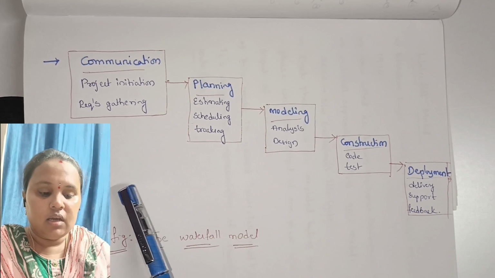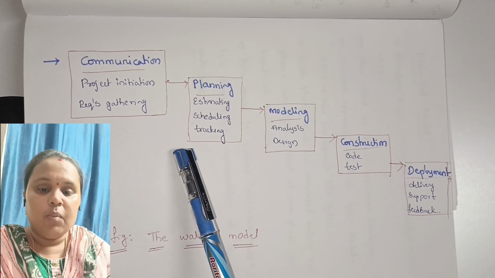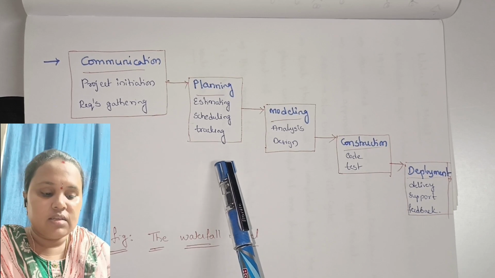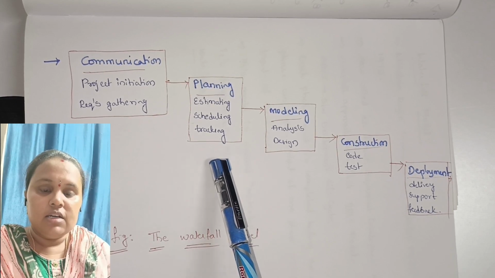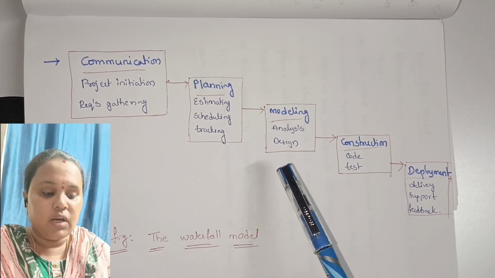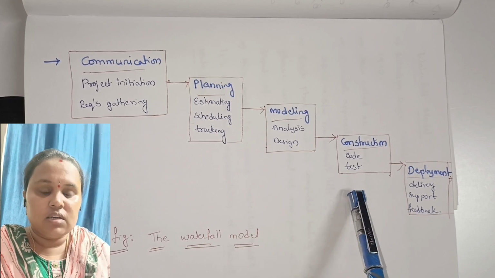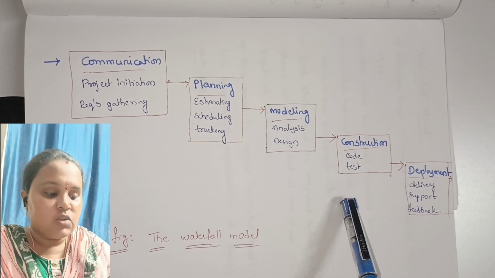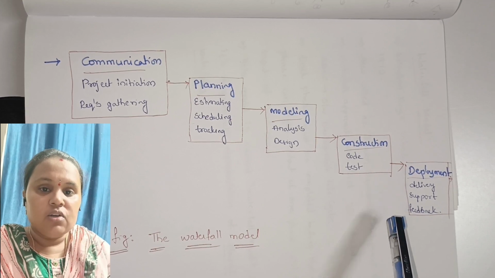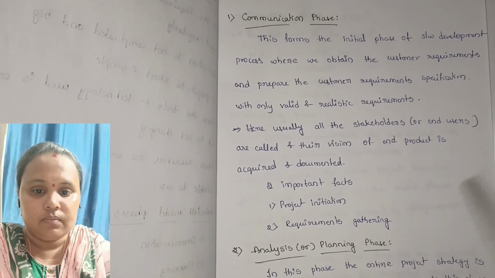Coming to the first phase, communication. In this communication phase, we are going to consider 2 important areas: project initiation and requirement gathering. Coming to the planning phase, we are going to consider 3 important areas: estimating, scheduling and tracking. Coming to the modeling phase, the important areas are analysis and design. In the construction phase, the areas are coding and testing. In the deployment phase, the things are delivery, support and feedback. So this is the diagrammatical representation with the 5 phases of the waterfall model.